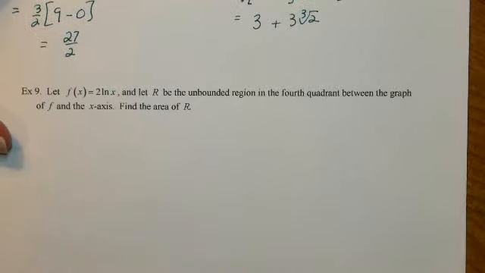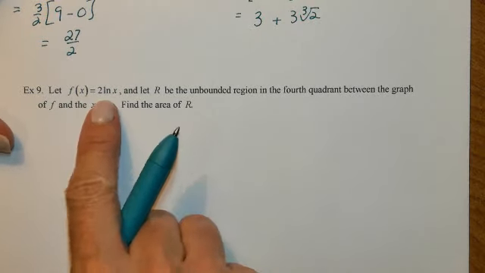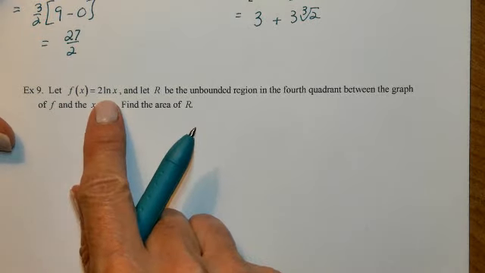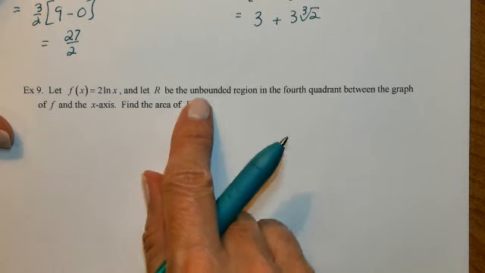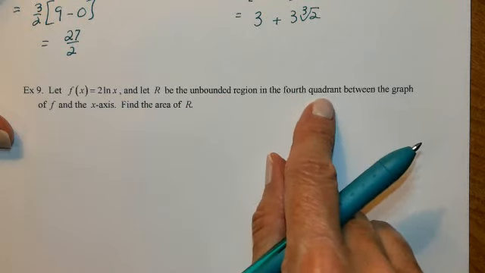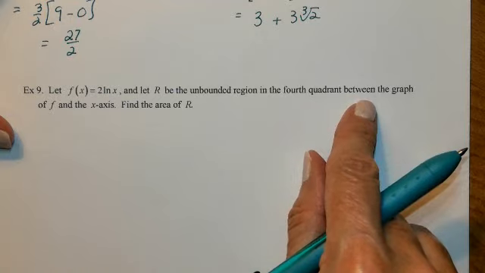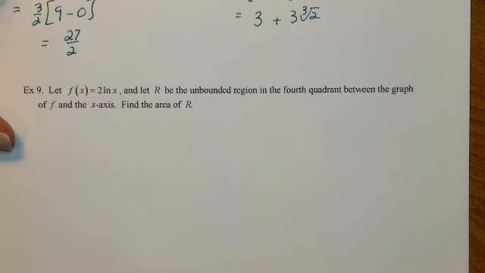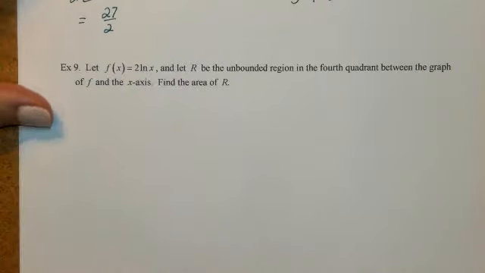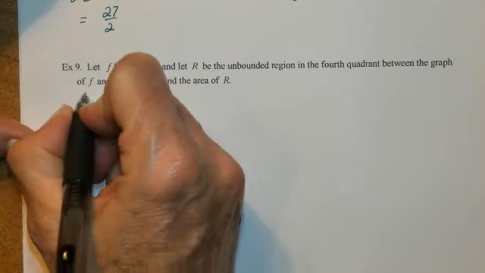Last example. Let f of x equals 2 log x, and let R be the unbounded region in the 4th quadrant between the graph of f and the x-axis. Find the area of R. Okay, let's sketch this out, see what's going on.